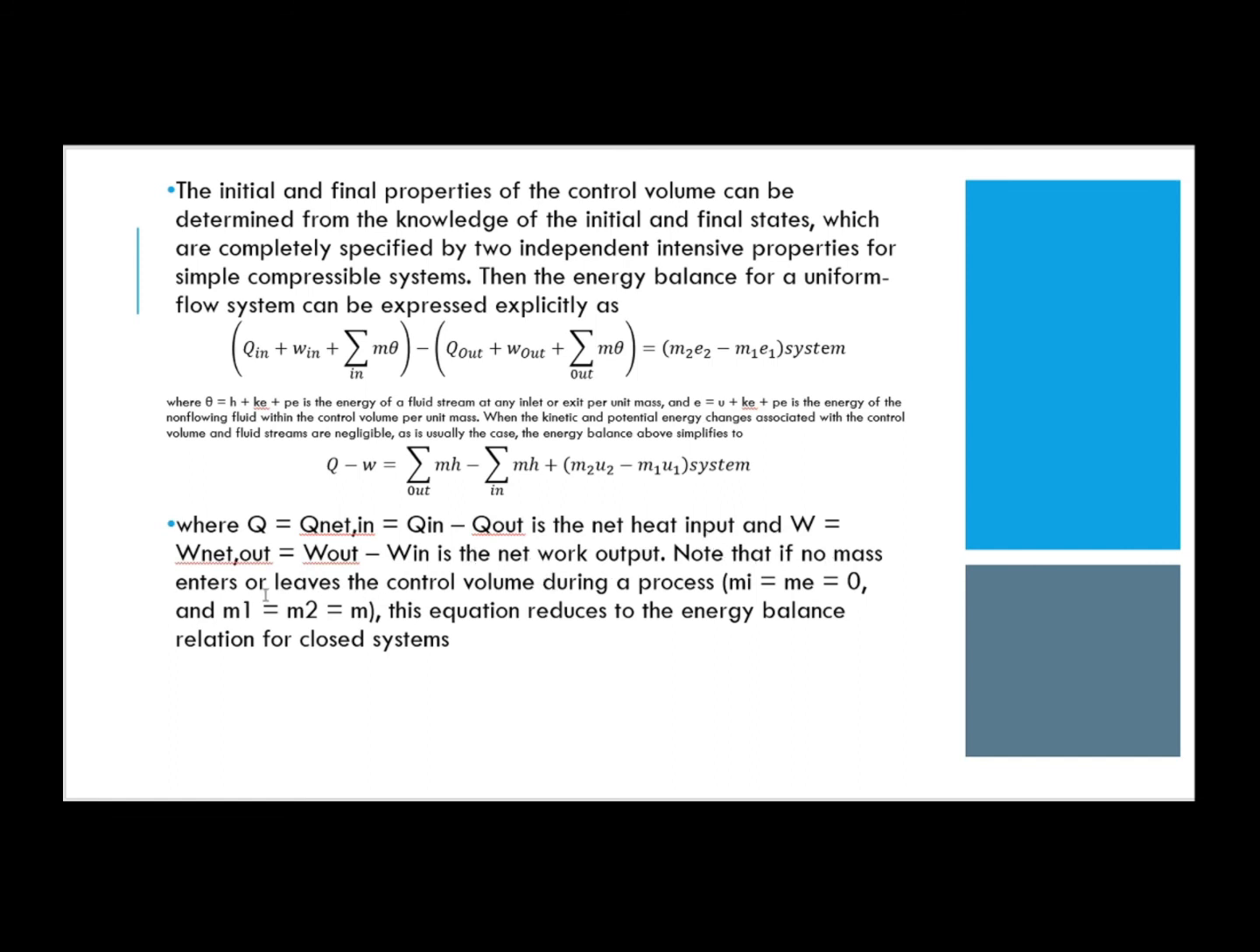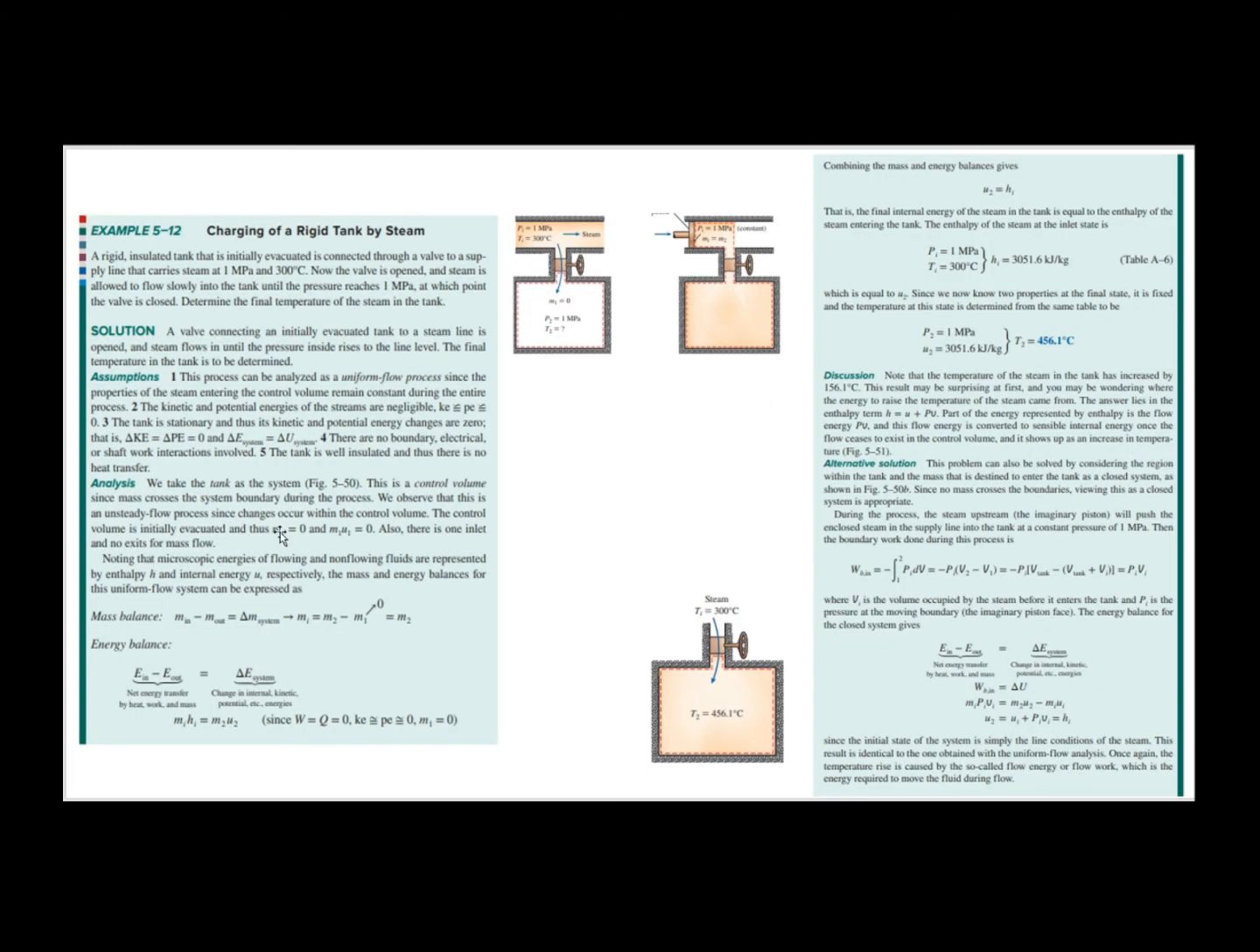Note that if no mass enters or leaves the control volume during the process, m in equals m out equals 0 and m1 equals m2 equals m. This reduces the energy balance to the relation for a closed system. Now we can see an example.